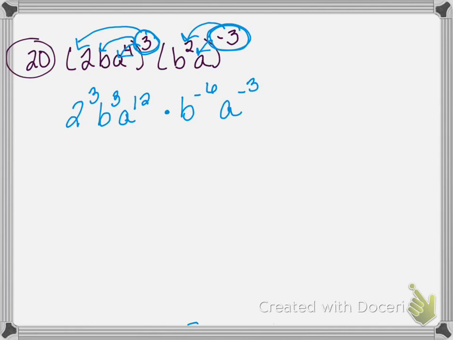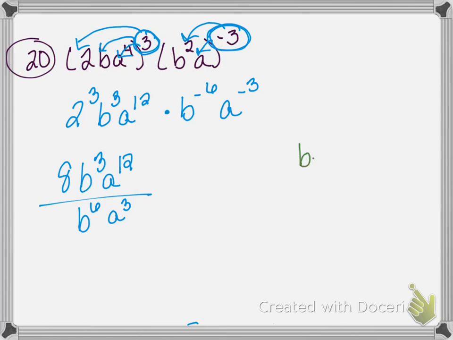Okay, so then I've got 2 to the 3rd power. 2 to the 3rd power is 8. That's 2 times 2 times 2. So I have 8, b to the 3rd, a to the 12th. Now my b to the -6 goes to the denominator and becomes b to the 6th, because once you move that to the denominator, the exponent becomes positive. The a to the -3rd goes to the denominator, and it also becomes positive. Now, at this point, we can simplify. I have b to the 3rd in the numerator, and I have b to the 6th in the denominator.